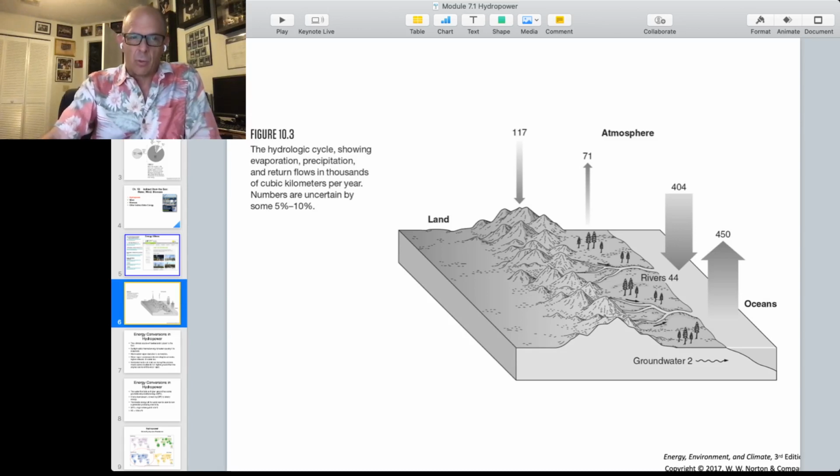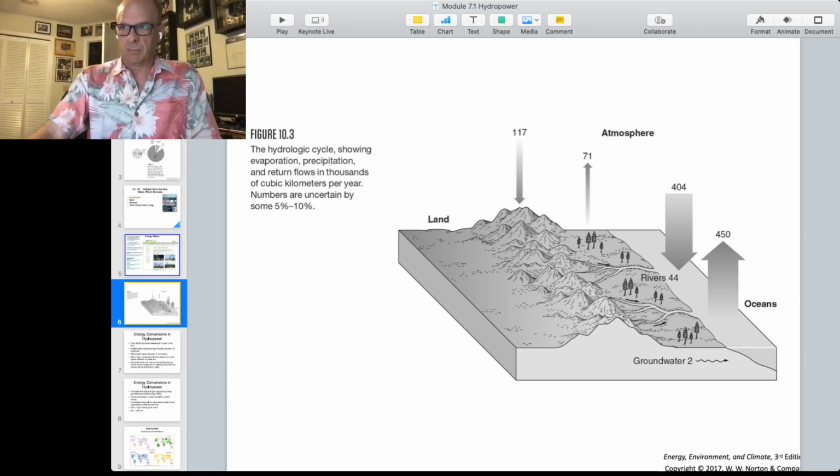There's an additional 71,000 cubic kilometers of water that is evaporating into the atmosphere from water on land. That includes lakes and rivers, but also the land itself can be moist, and water evaporates out of that and goes up into the atmosphere. So that gives us 521. 450 plus 71 is 521 going up into the atmosphere, and then we have 404 falling back down onto the ocean, but 117, the remainder of that 521, falling on land.